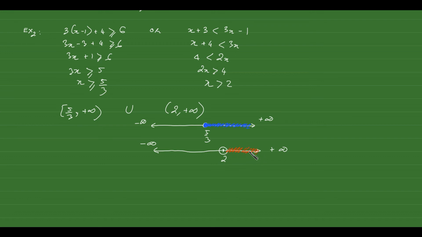Alright, but we want to check the union. Union means we check everything. It doesn't matter. We check everything. It means the final answer will be what? Final answer will be from 5 over 3, bracket, to infinity. Okay? We check everything. This part is overlapping, but we don't care.